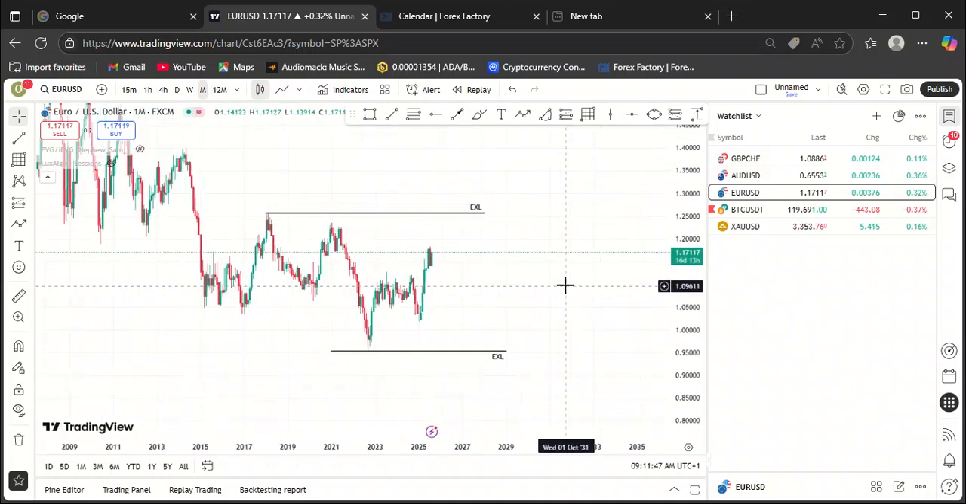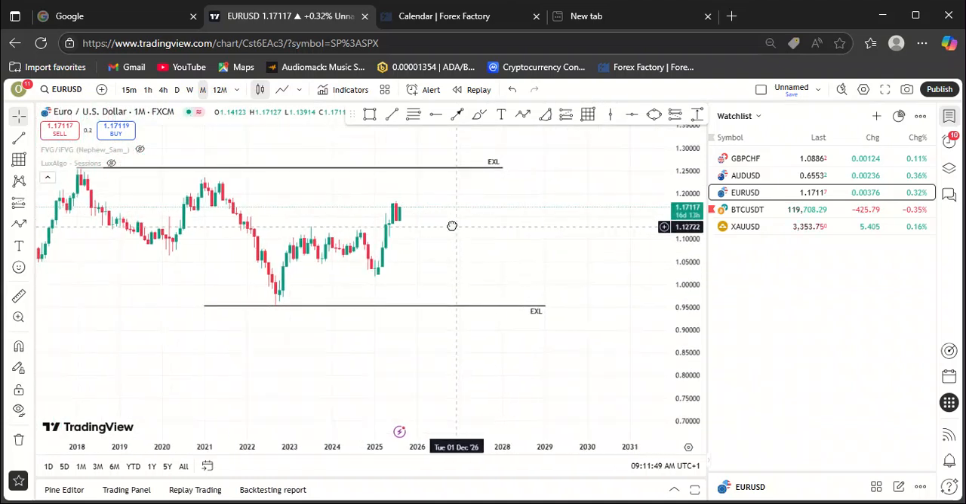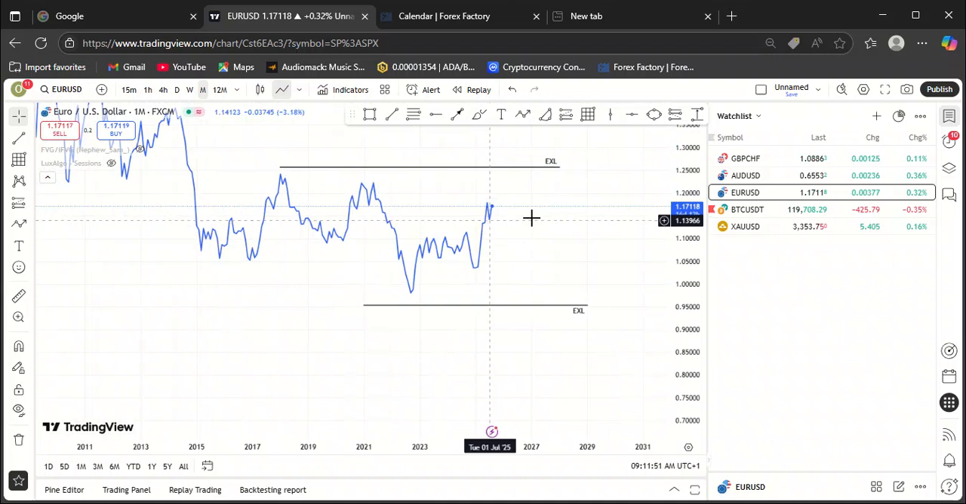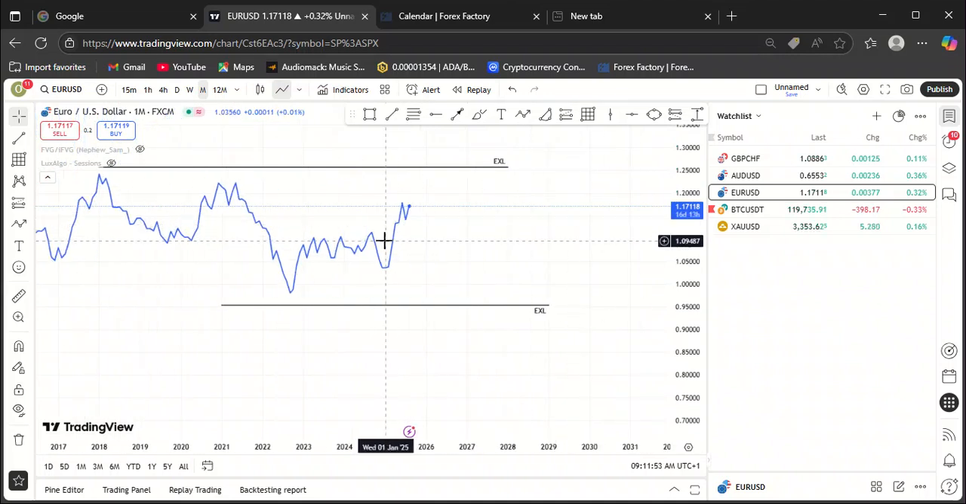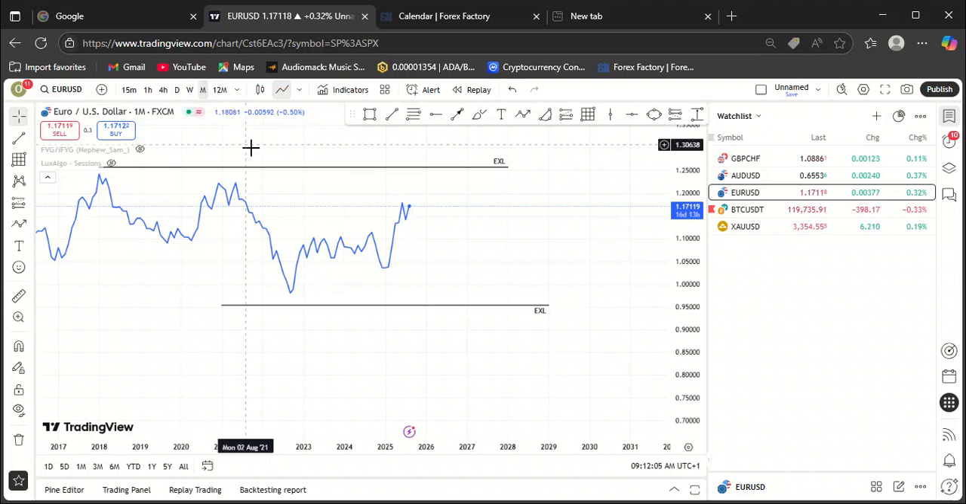Now, if by any chance I had a market structure on the monthly time frame, I'm sticking to the monthly time frame. I don't need to go to the weekly or the daily to start looking for structures, because price will always come back to respect the higher time frame and structures.